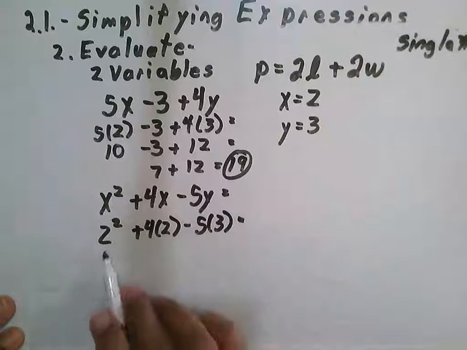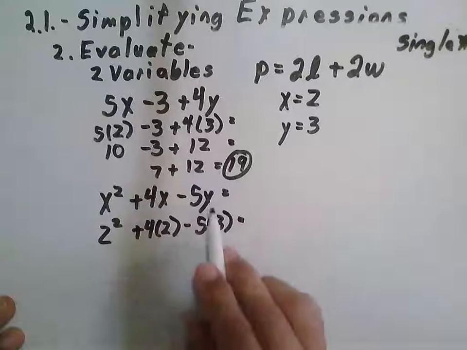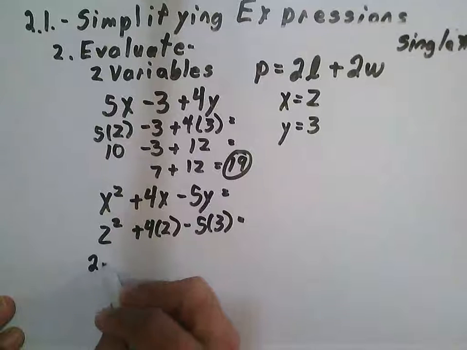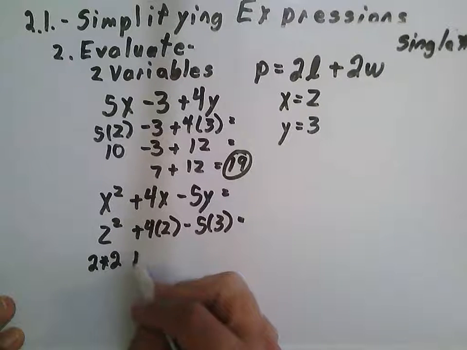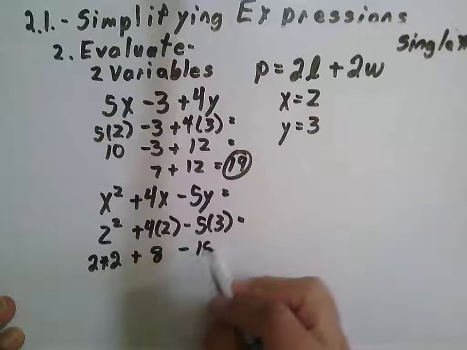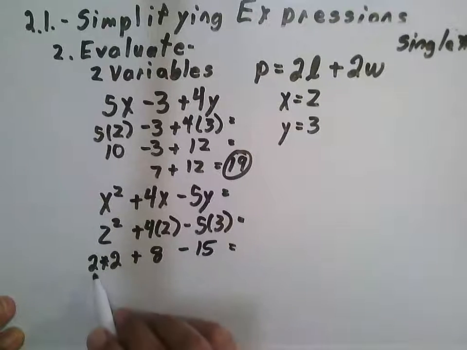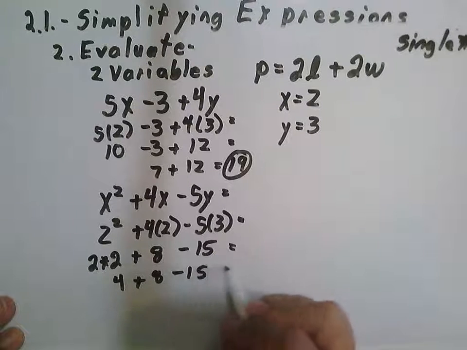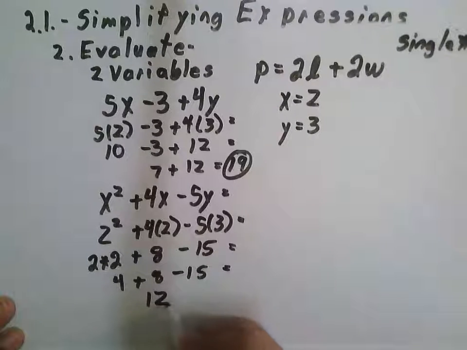And once again, I've just substituted the x for the 2, substituted the y for the 3, and those are just listed here. 2 squared, that's the same thing as 2 times 2, plus 4 times 2 is going to give me 8, minus 5 times 3, which is 15. Continue to work these out. 2 times 2 is 4, plus 8 minus 15. 4 plus 8 is 12.